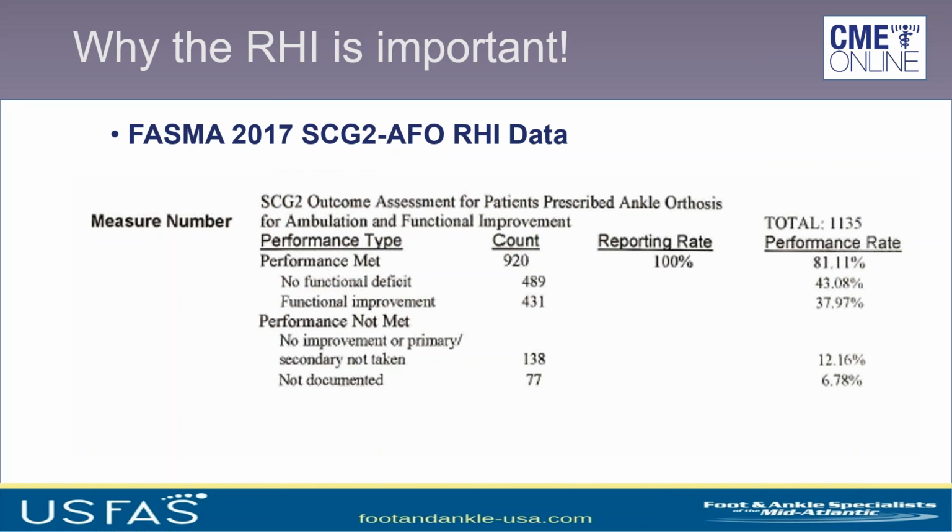I want to show you some data that we've been collecting. We started collecting data for our orthotics, both ankle, foot, and for the partial foot prostheses back in 2017. You can clearly see here from the screen that the SEG2, which is the AFO data, had a count of 1,135 in 2017, with 920 meeting the performance. That was an 81% performance rate. And then there was a performance not being met in about 19% because people did not do the secondary rapid health indicator or it was never documented.